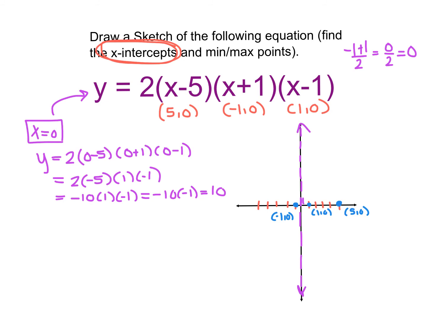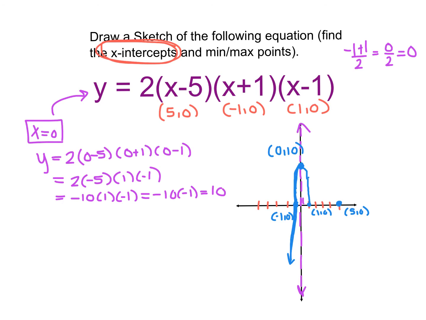So I'm going to plot that point estimated about right there. So I have a key point at x is 0, y is 10. I can see that it's coming up, and then it's going back down. So I can kind of estimate that. It's not a perfect graph, but that's okay. And then this would continue down here. So that's at least a part of our polynomial function there.